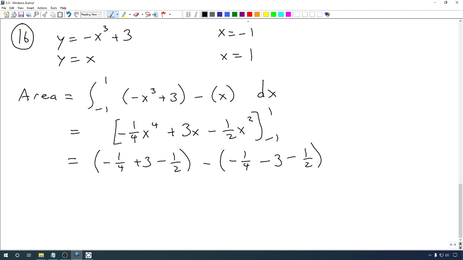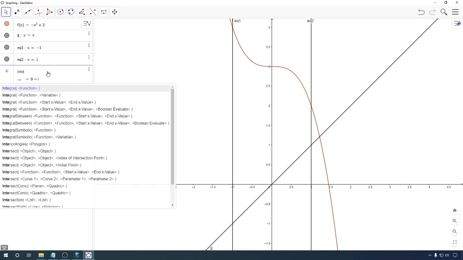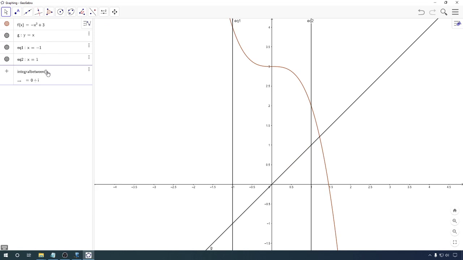And in fact, that's kind of interesting because the -1/4 minus a -1/4 cancels out, and the -1/2 minus a -1/2 also cancels out. So we actually have a 3 minus a -3, so 3 plus 3 is 6. Which we could actually find that here as well. And it gives us the area is 6. Really nice.